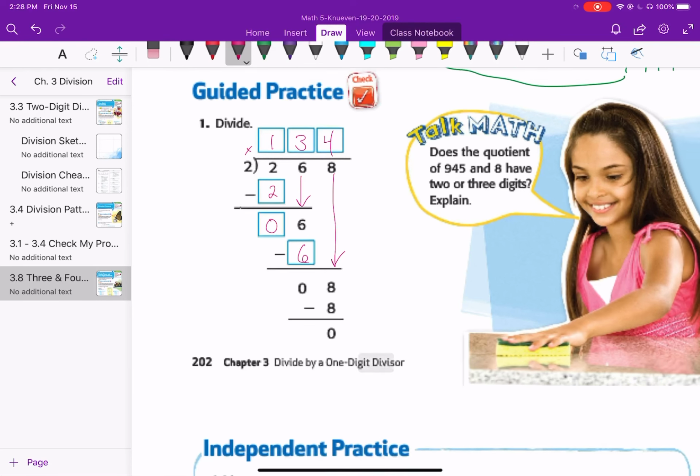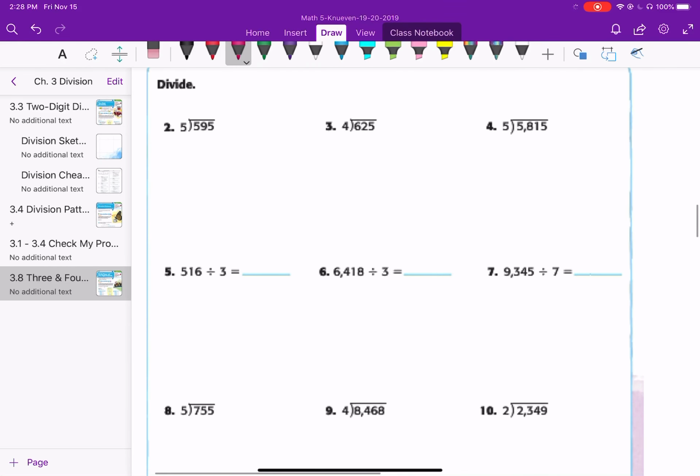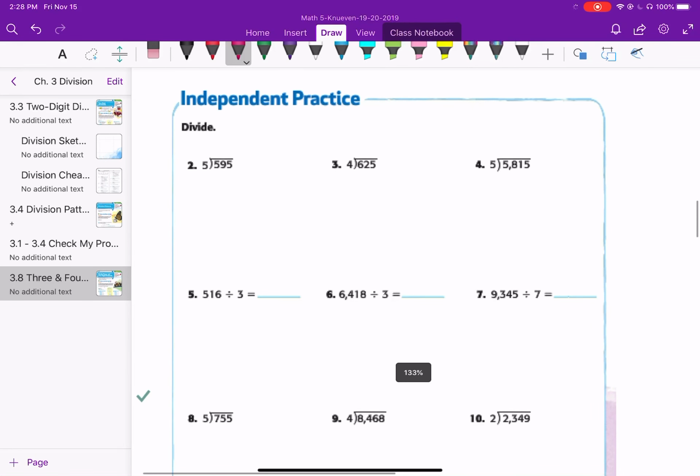At this point, if you want to continue working on the independent practice, that's great. Otherwise, move on to the next activity or task.